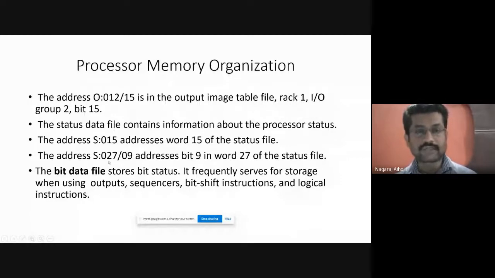The bit data file stores bit status, that is, it serves for storage when using outputs. Whatever is in the data file indicates the status of the input device, the output device, or various instructions such as shift instructions, shifting from left to right or right to left, or sequencing instructions. It may also be the status of timer instructions, counter instructions, logical instructions. All these instructions, or the input and output device status, are stored in the data files.